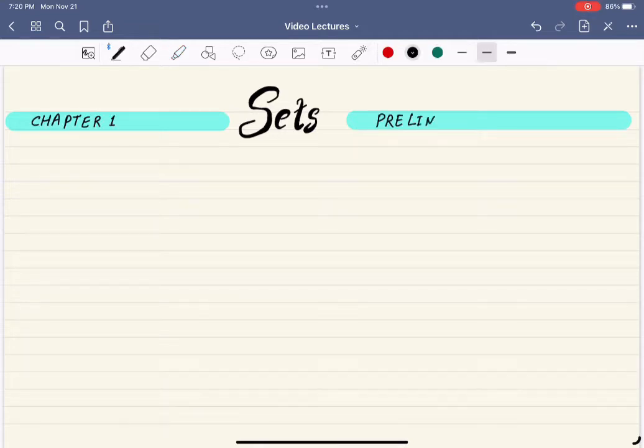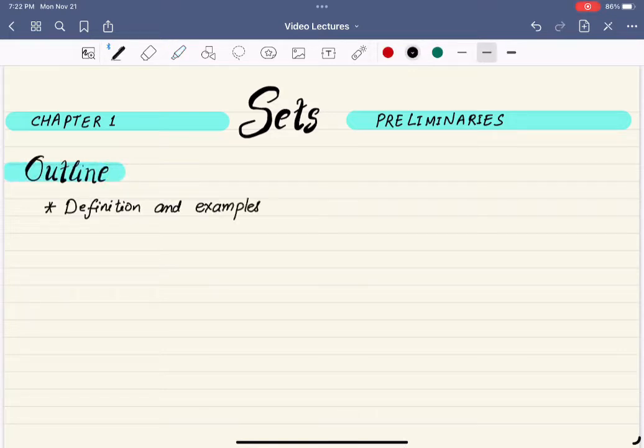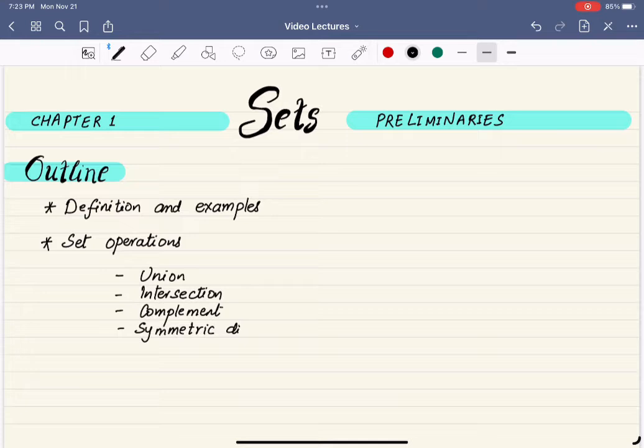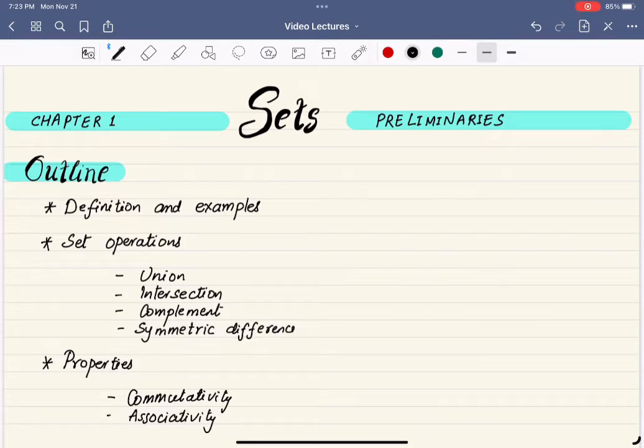In this video, we are going to learn about sets. We first outline the topics that we are going to cover in this video. We will first look into the definition and some examples of sets. Then we will move on to set operations such as union, intersection, complement of a set, and symmetric difference. Then we will move on to some properties of these set operations such as commutativity, associativity, distributive laws, and then De Morgan's laws. Let's get started.